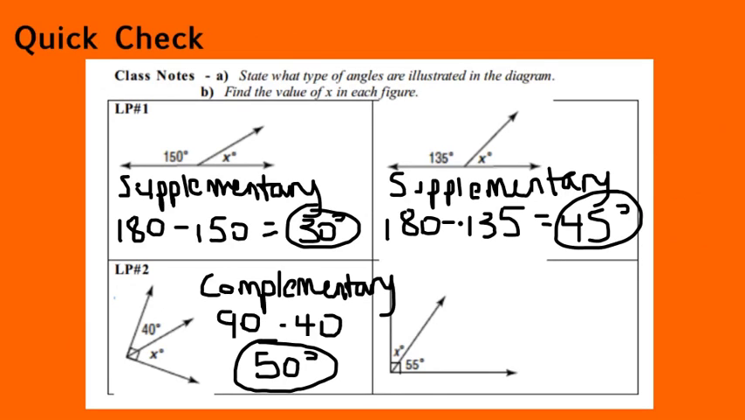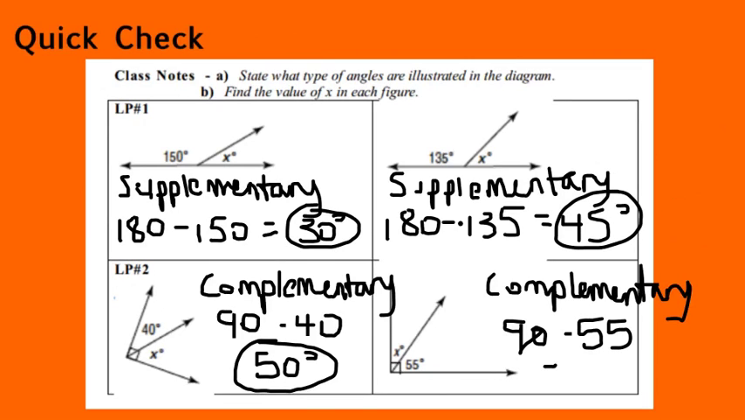Okay, and we'll just go ahead and do the last one as well. This one is also complementary. We want to subtract 90 and 55, which would be a 35 degree angle. Okay, and that's just a real quick check for those.